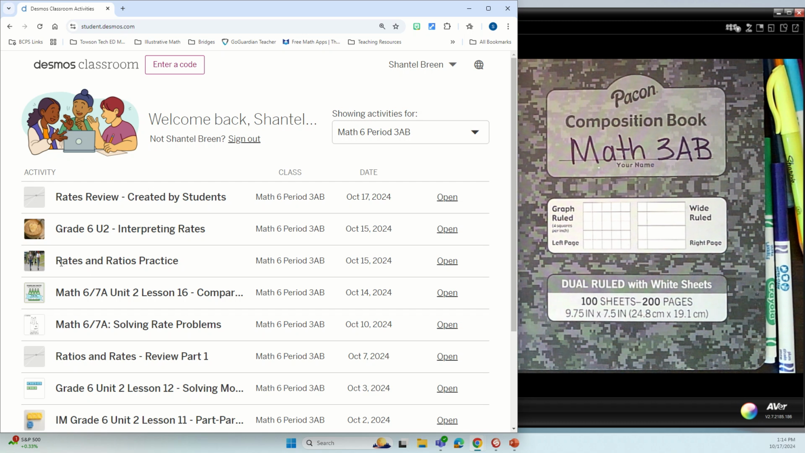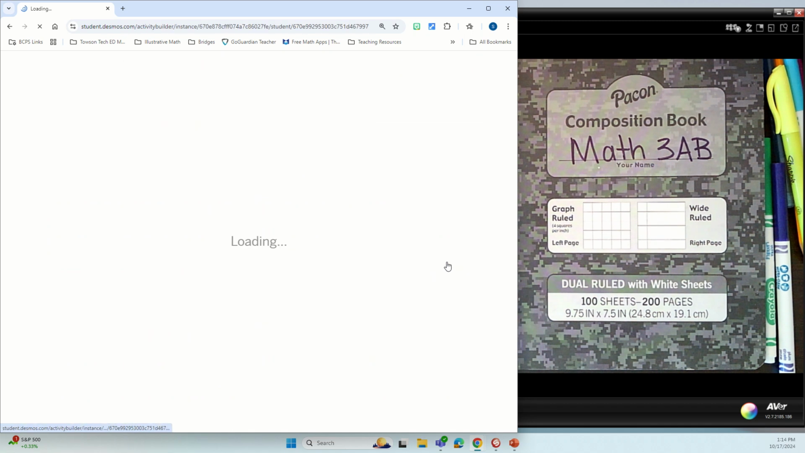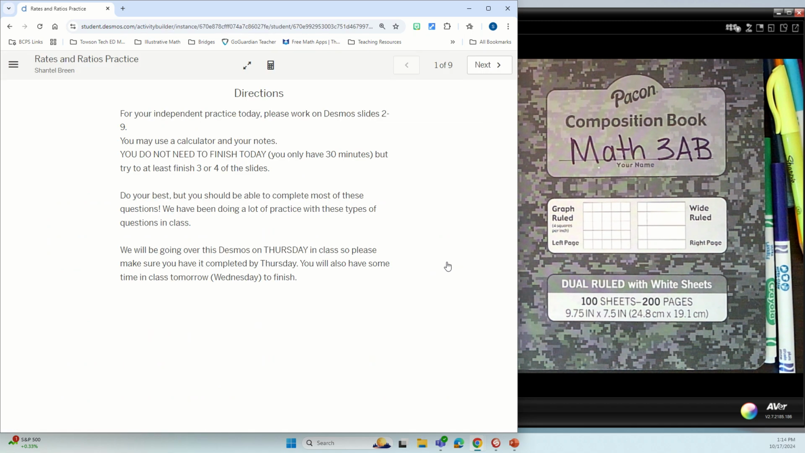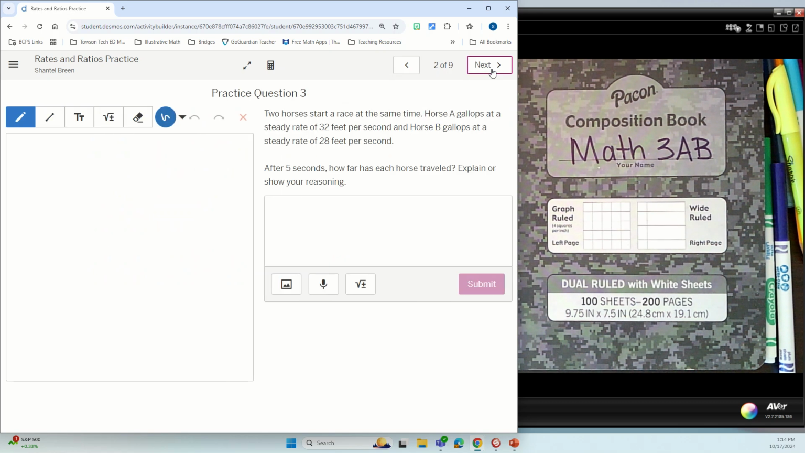I'm going to pull this one up here, rates and ratios practice. If the students are having a little trouble, they can go through and do some of these practice problems. All of these practice problems we have gone over in class. Students have had time in class to work. So if you go in with your student and it's blank, that means either they didn't come to class or they came to class and they didn't do the work with us. So we do go over these, we work them out.